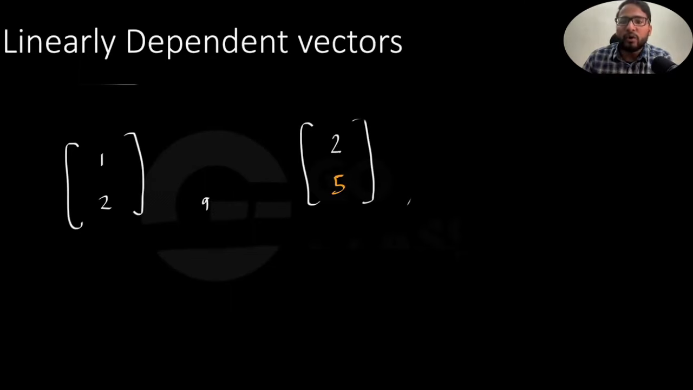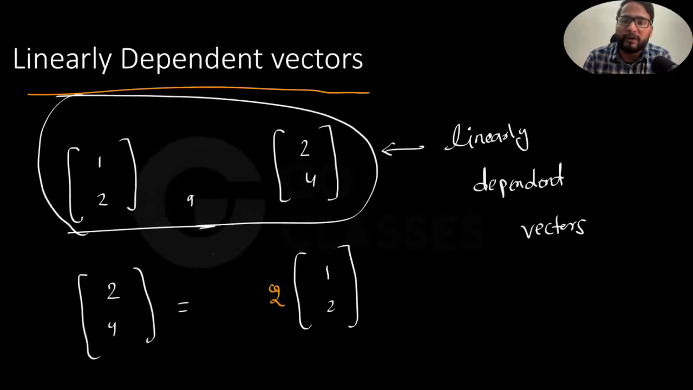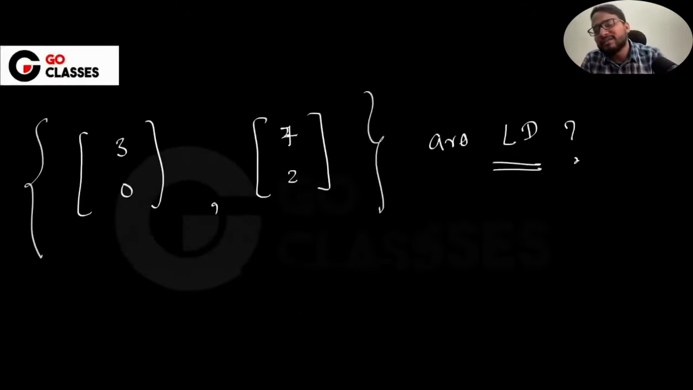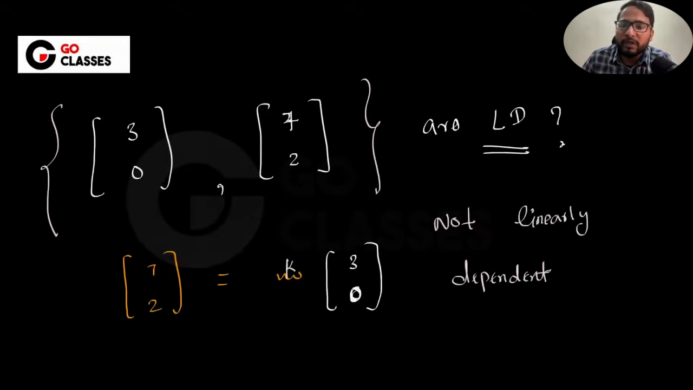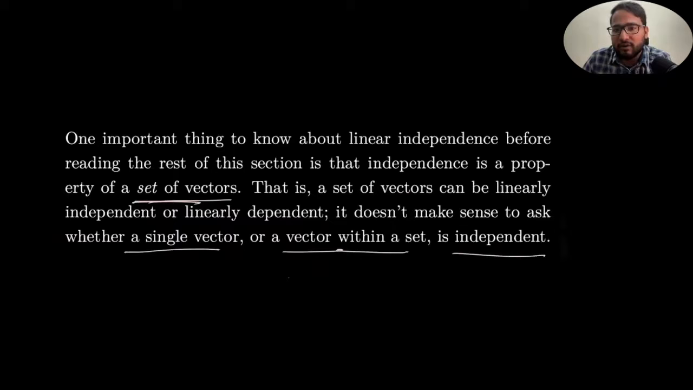No, right? These are not linearly dependent vectors. So I will say that if two vectors are given, you can very easily find out whether they are linearly dependent or independent. But let's go to maybe more than two vectors. If you have more than two vectors, let's see how we are going to do it.